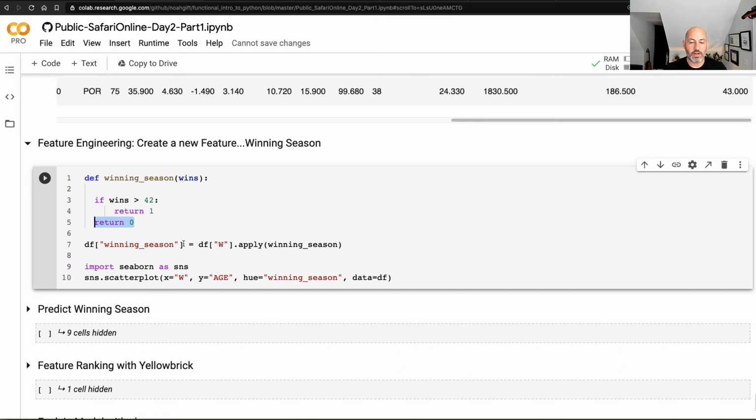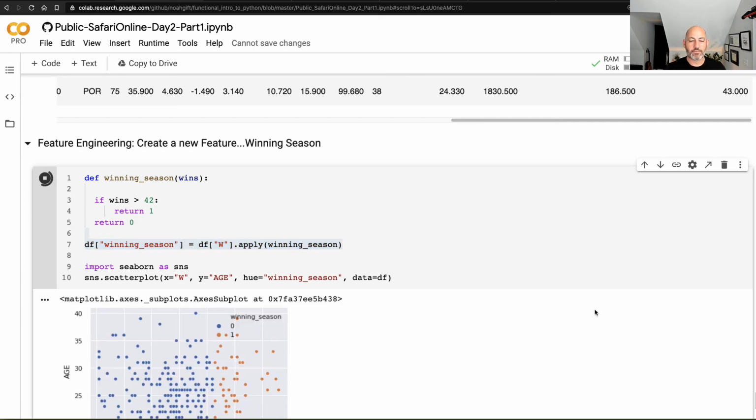And then what I do is I create a new column called winning season, and I look at the wins. I say data frame W apply winning season. So this is a very powerful technique in pandas: you can write a function, apply that to every single row, and then make a new column of data. And then I scatter plot this out.